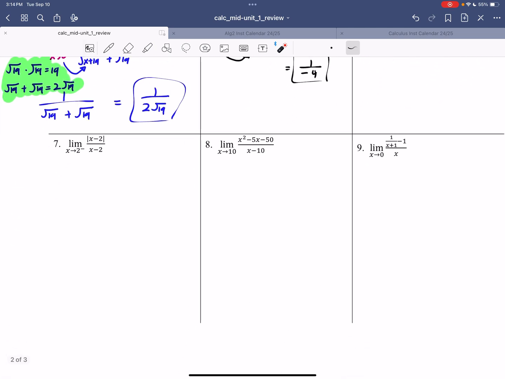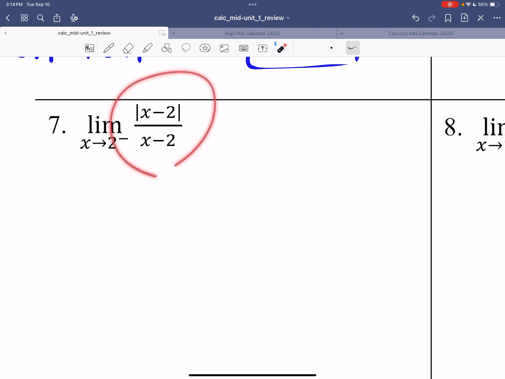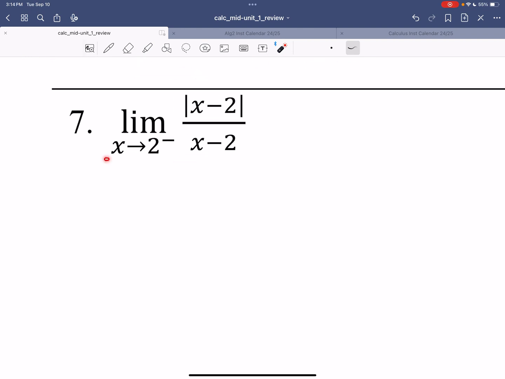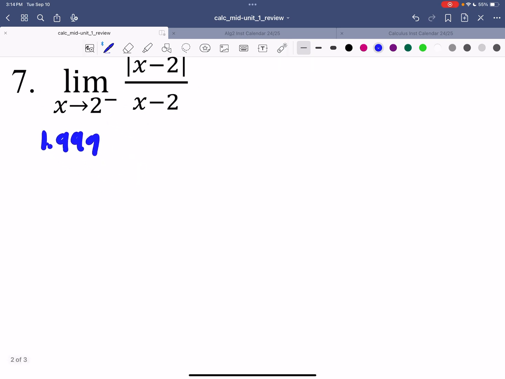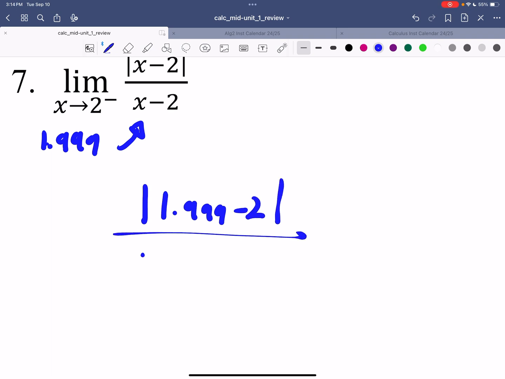All right, question number 7. We have to evaluate this, and x is approaching 2 from the left side. So let's find something that's slightly smaller than 2, which is going to be 1.999. So I'm going to plug this one in. So I'm going to get absolute value, 1.999 minus 2 over 1.999 minus 2.